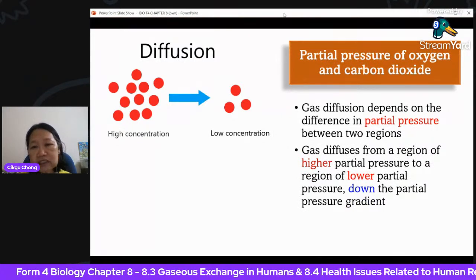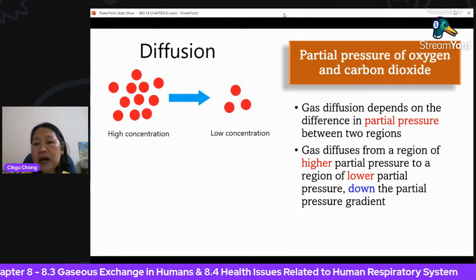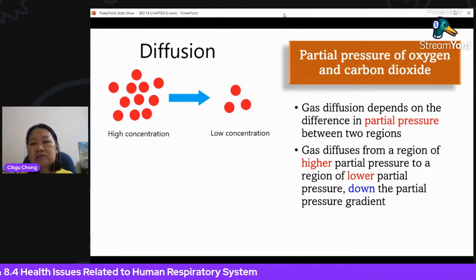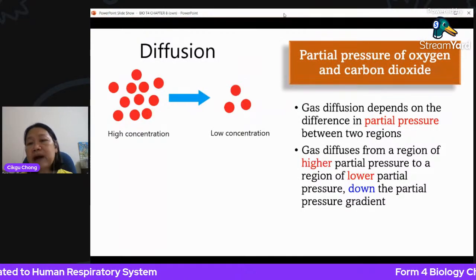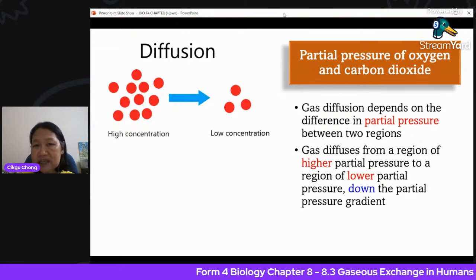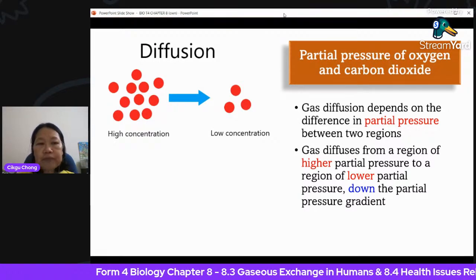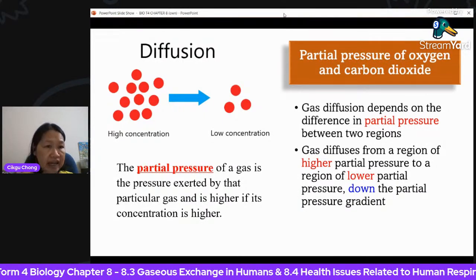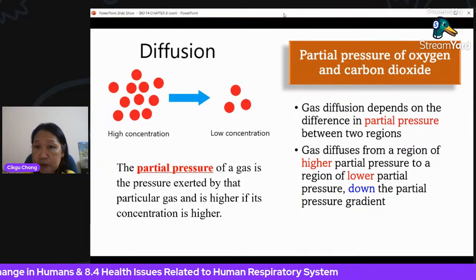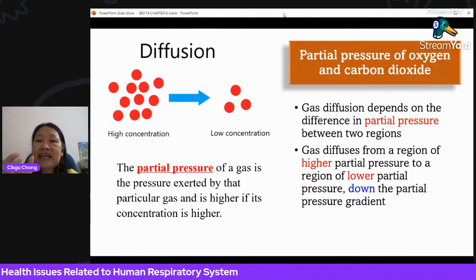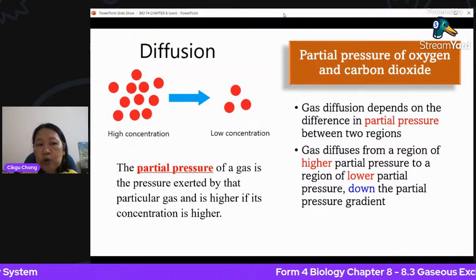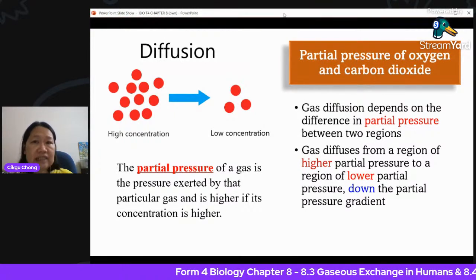Gas always diffuses from a region of higher partial pressure to a region of lower partial pressure. That means down the concentration gradient or down the partial pressure gradient, or we say along the partial pressure gradient, not against. Against is the opposite. Here you see that the partial pressure of a gas, whether it's oxygen or carbon dioxide, is dependent on the percentage of the concentration. The partial pressure of that gas will be higher if the concentration is higher.